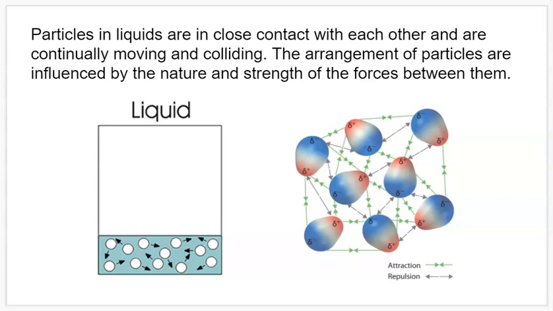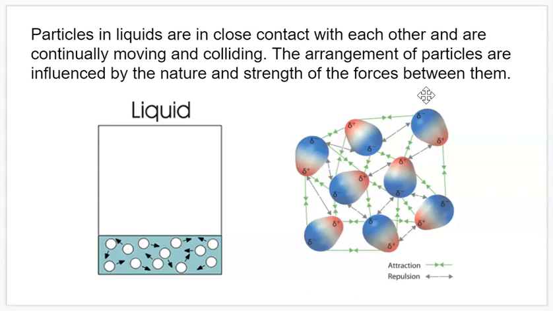The particles in a liquid, as I kind of covered before, are now moving freely, but still in close contact with each other. They are still more or less densely packed, except they are now able to translate relative to each other and move around in the substance. And yet again, this is influenced by the nature and strength of the forces between them. So how strong the inter or intramolecular forces are.